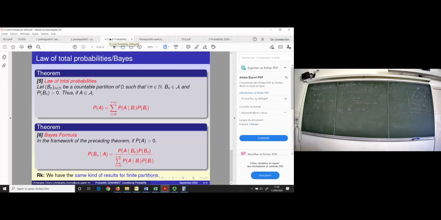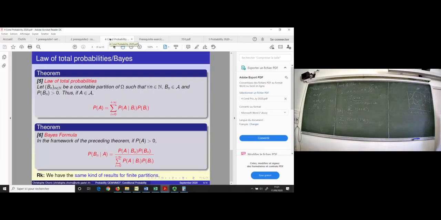Why it's finished? Just using the definition of the conditional probability in the formula in red here in Theorem 5. What is P of A given B? It's the probability of the intersection over P of Bi. And so here I have exactly the fact that the probability of the intersection is just P of A given Bi times P of Bi. It's what we call the law of total probability.